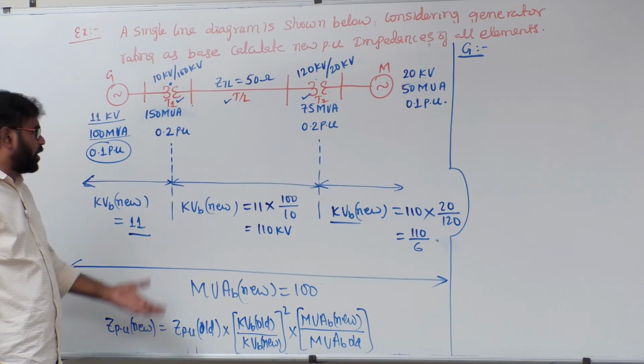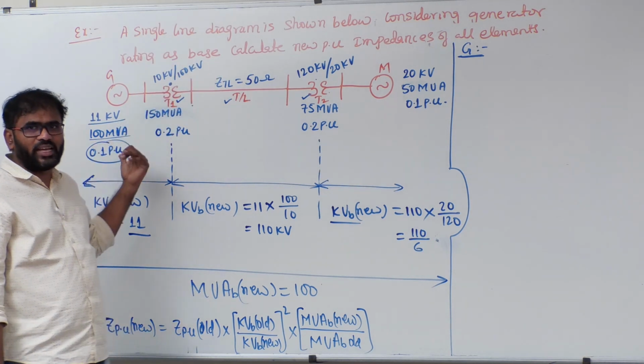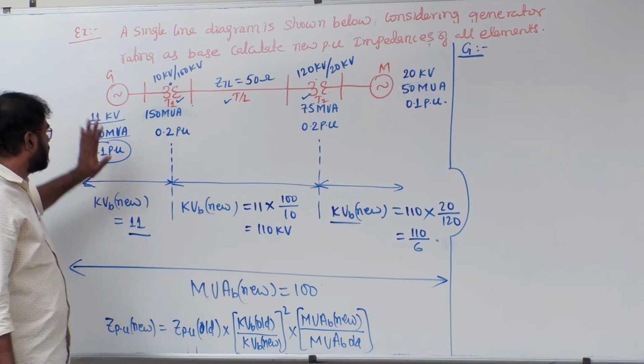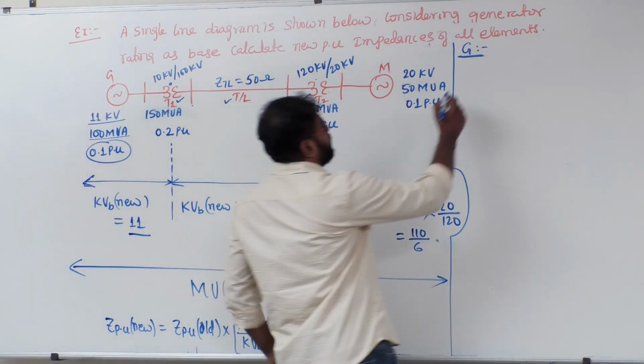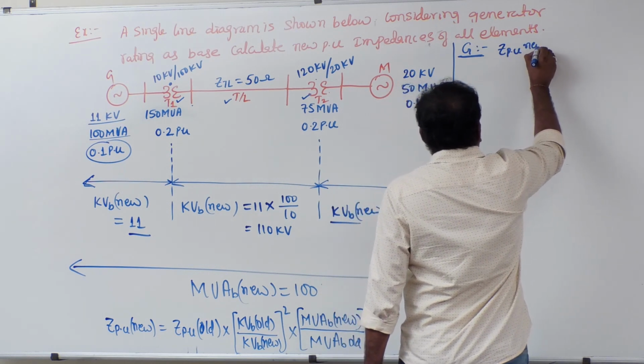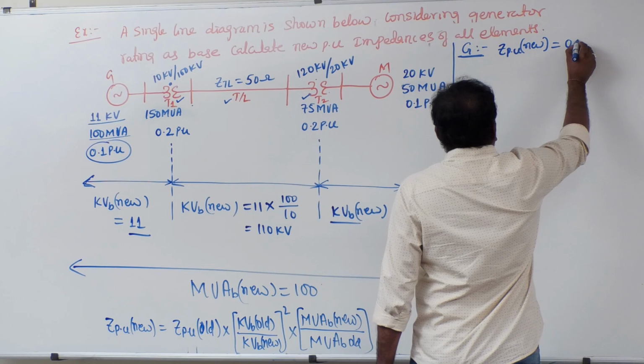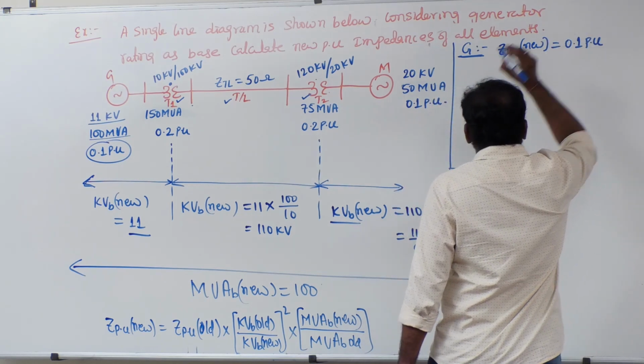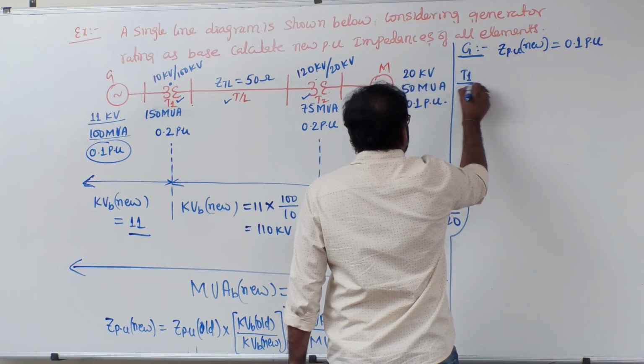Clear? Because we are now considering only the generator rating as the base, the generator per unit impedance will not change. So Z per unit new for our generator is 0.1 per unit. It will remain the same. Next, coming to transformer 1.